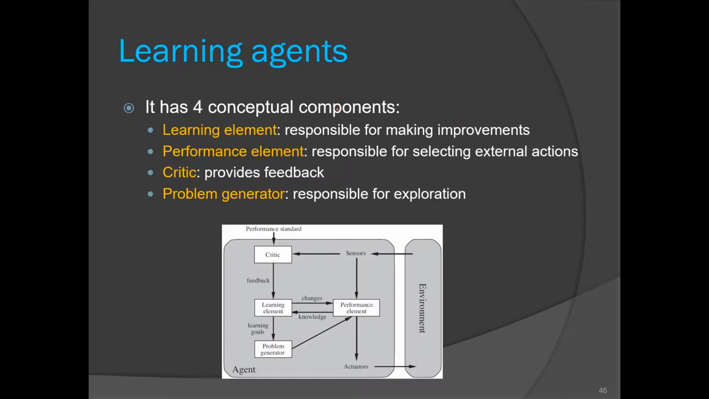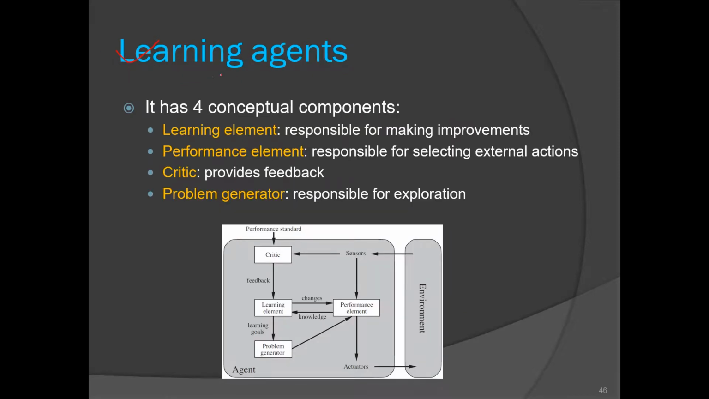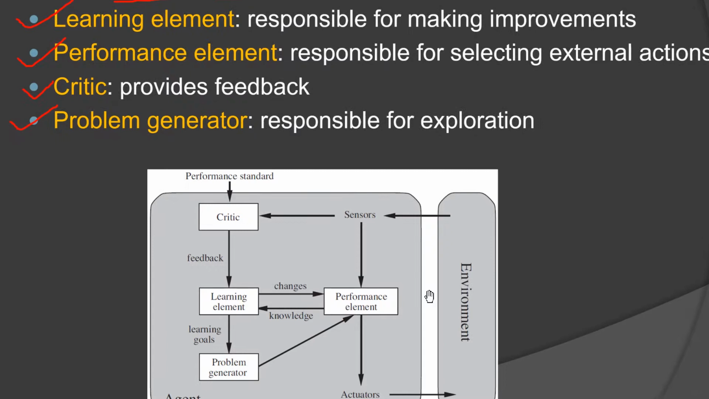Now, in addition to these types of agent, we have the learning agent also. Till this point our agents lack autonomy. They were not learning anything. Everything was given by the designer only, right? Here in the learning agent, we have 4 conceptual components: the learning element, then the performance element, critic, and problem generator. So we'll discuss what a learning agent is.